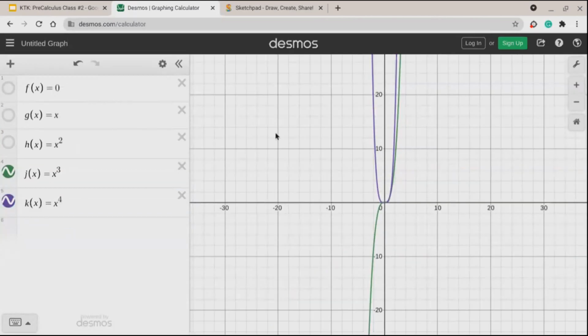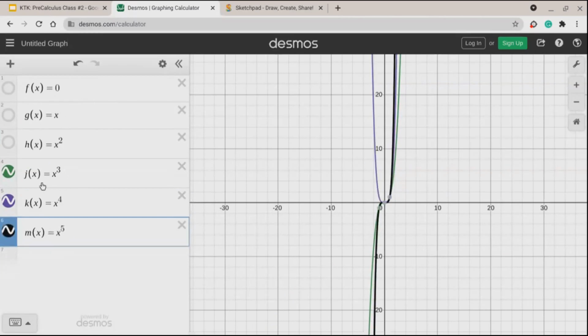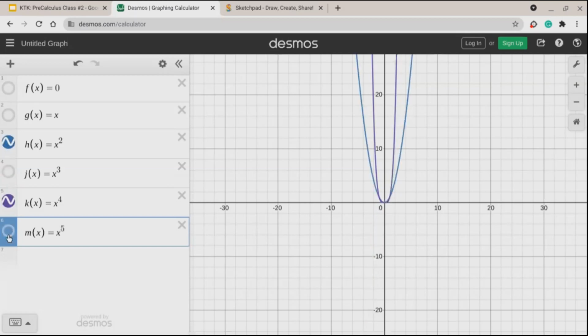Right, x power 4. M of x is equal to x power 5. And something you'll notice is that these even graphs, with even powers 2 and 4, look very similar. Let me do an n of x is equal to x power 6. And you see how similar those three graphs look. They look very, very similar.